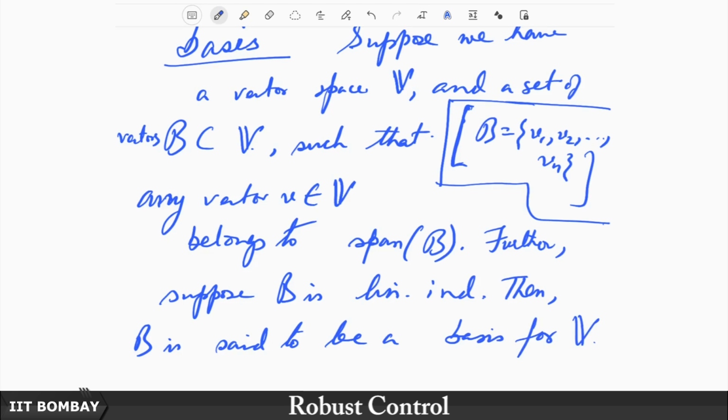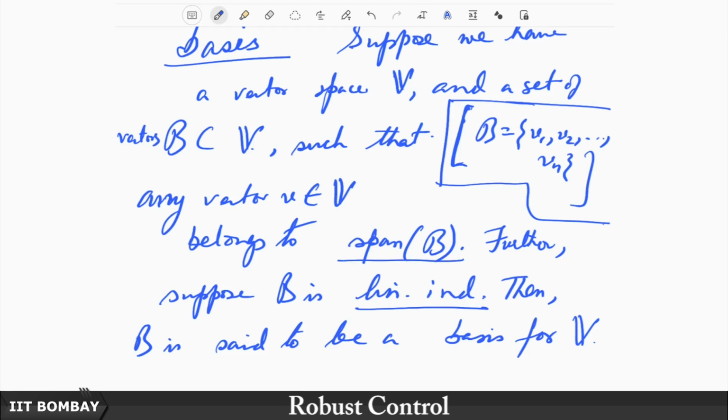So, there are two things that a set within a vector space must satisfy in order for it to be a basis for that vector space. One, it must be a so called spanning set. In some texts you will also see the term generating set, right. Secondly, it must also be a linearly independent set. Now remember, we have already defined these terms, and there is a reason why we are proceeding in this sequence.